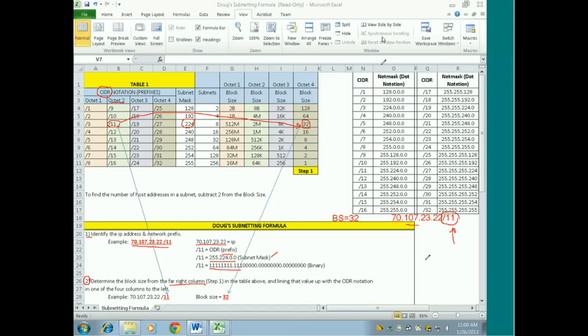This is what you're going to do on the exam. We bring that number down. And we divide 107 by the block size.